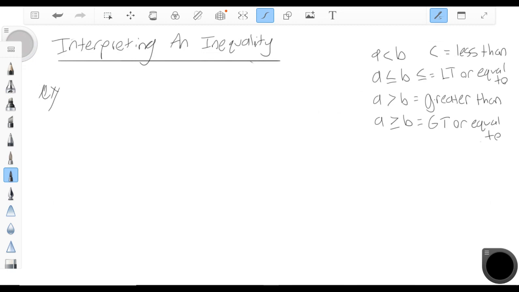So let's go through an example here, and I'm going to say that the interval that we're dealing with is x is less than or equal to 7. And how do we show that? How do we represent that? So we know what we're dealing with. We're dealing with a less than or equal to symbol.